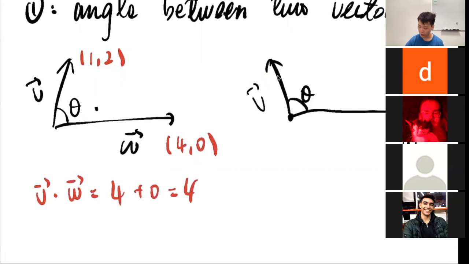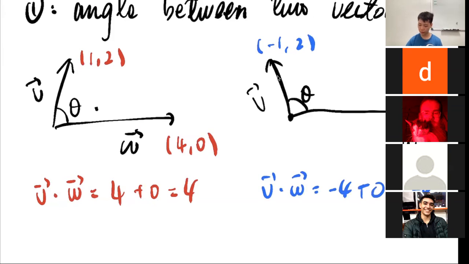On the other hand, if V is (-1, 2), sorry, and W remains (4, 0), then V dot W is -1 times 4, which is -4, plus 2 times 0, which is 0. So the result is -4. This is one of the examples on less than 90 degrees, more than 90 degrees.